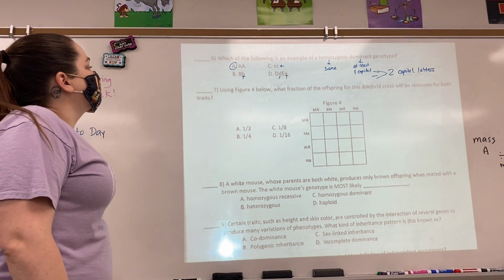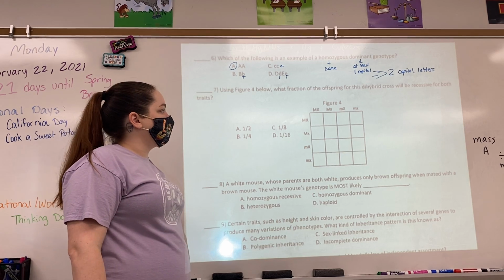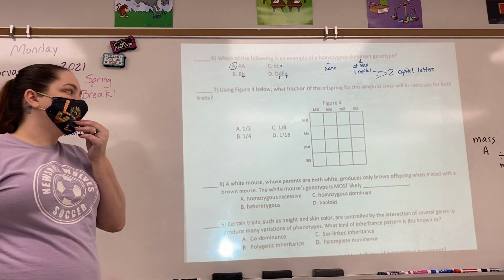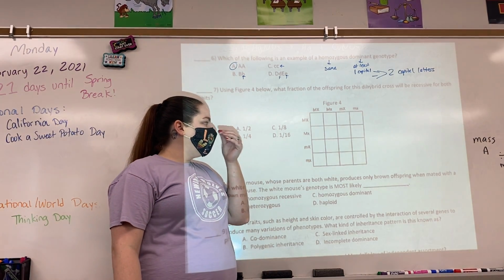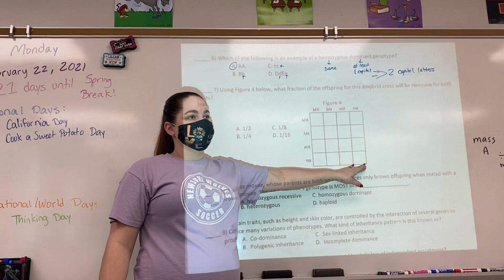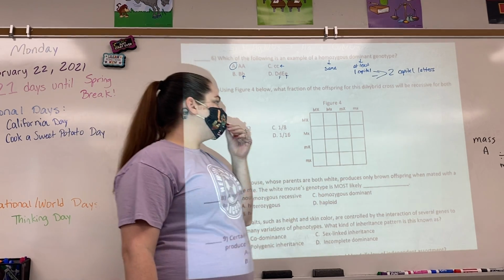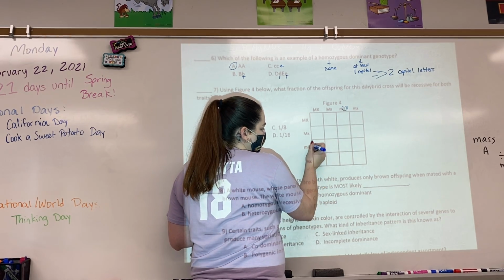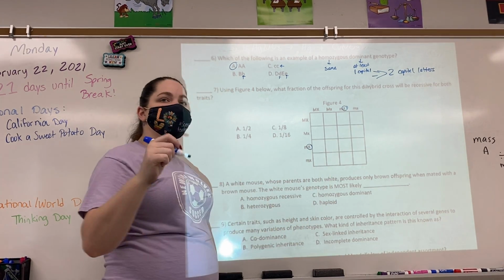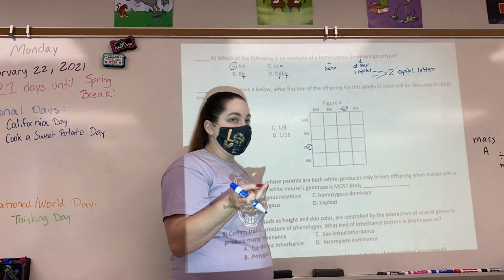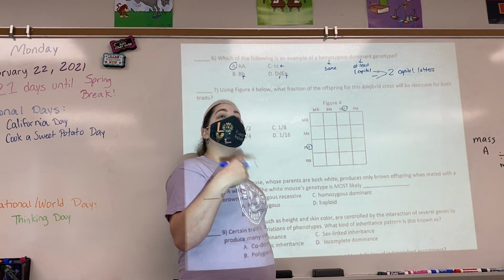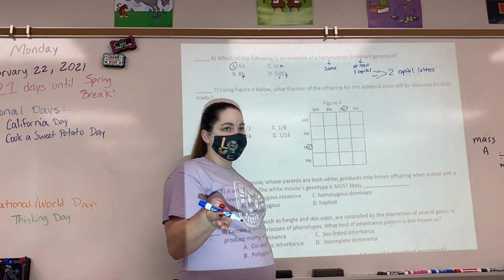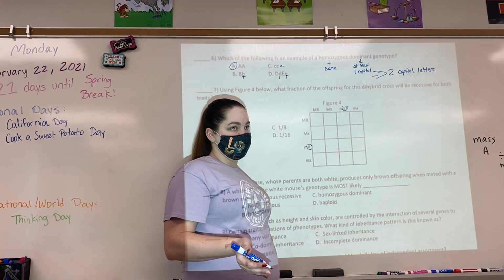Number 7, using figure 4 below, what fraction of the offspring for this dihybrid cross will be recessive for both traits? So, what I saw was that most of you went ahead and filled in this whole chart, and some of you got confused because you did not realize that this is a capital X and this is a capital X. And so when you went to go write it in your boxes, either you forgot that they were capital and you wrote them as lowercase, or you did not see that they were capital in the first place, and so you possibly got the answer wrong.